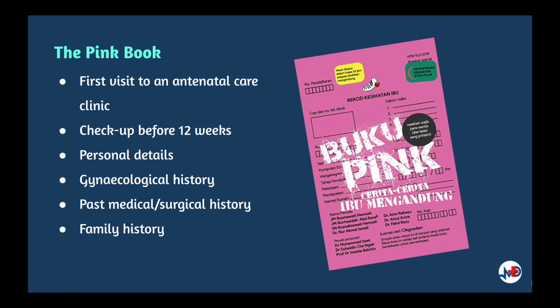Also inclusive in this book would be the past medical and surgical history, which are the underlying medical illnesses such as diabetes, hypertension, and any other chronic diseases. Last but not least, we would also include the family history as it is a significant history.